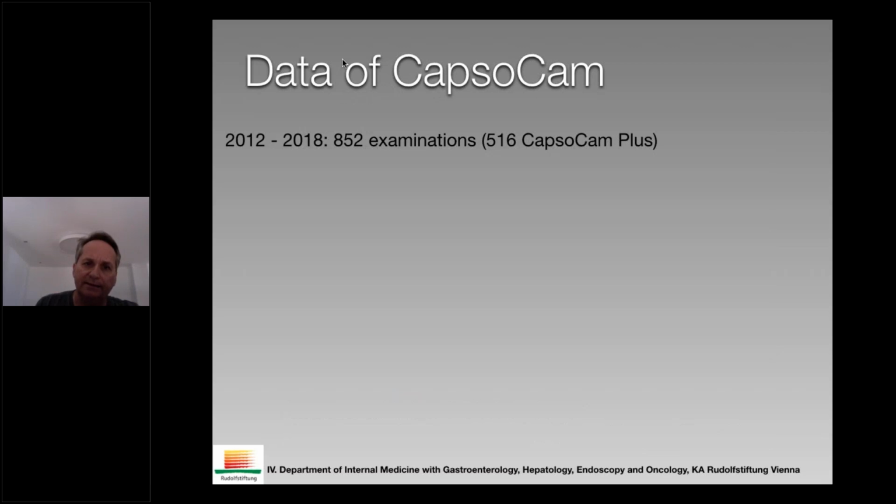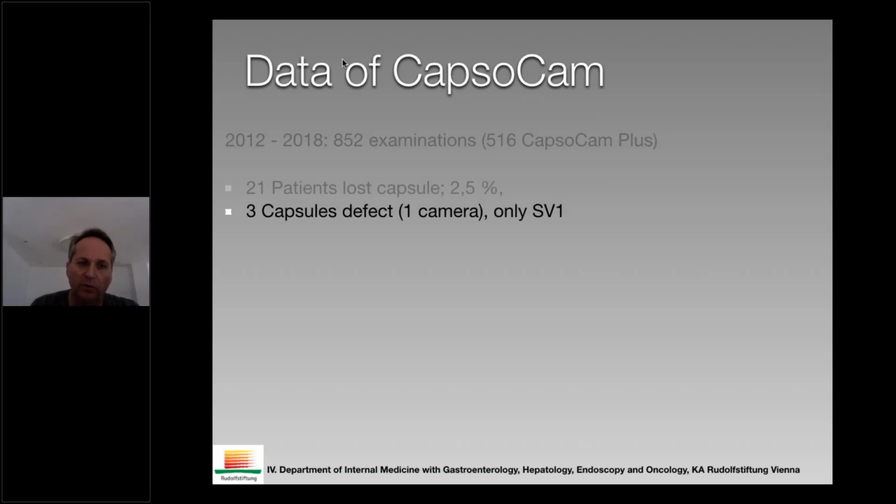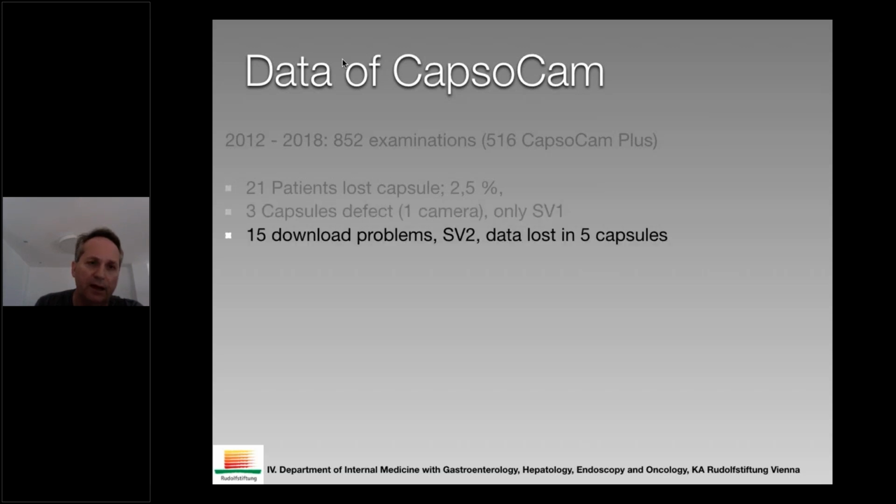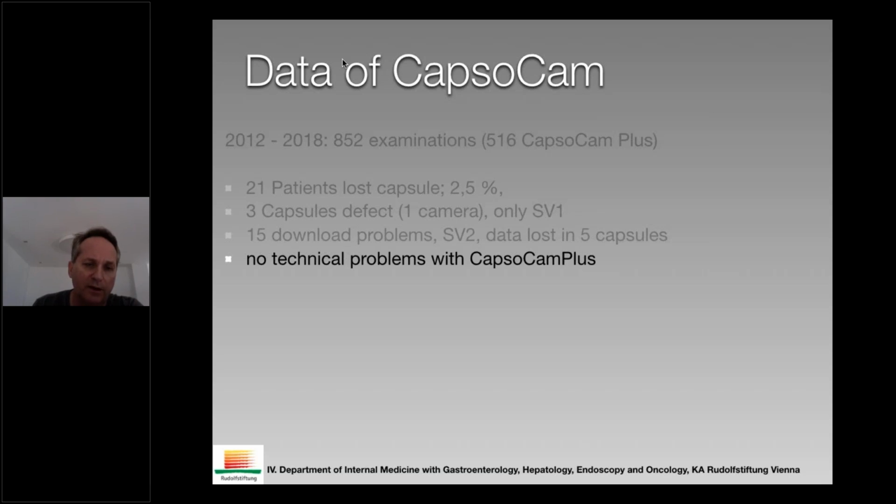So our data: only 21 patients lost their capsule, meaning 2.5%. We had 3 capsules with 1 defect camera. It's only the first generation. We had 15 download problems with the second generation, and here we have a data loss in 5 capsules. So totally we have 26 capsules with a data loss. And at the moment we have no technical problems with the CapsoCam Plus.